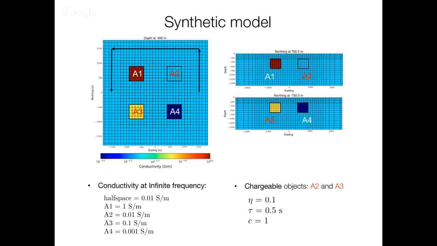The source wire is in a bit of a horseshoe. There's an A electrode here and a B electrode here, and the current goes around like that.